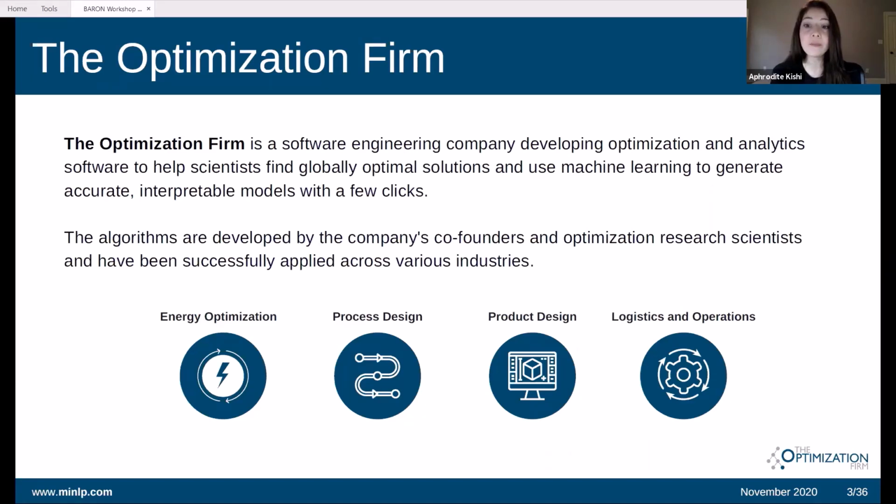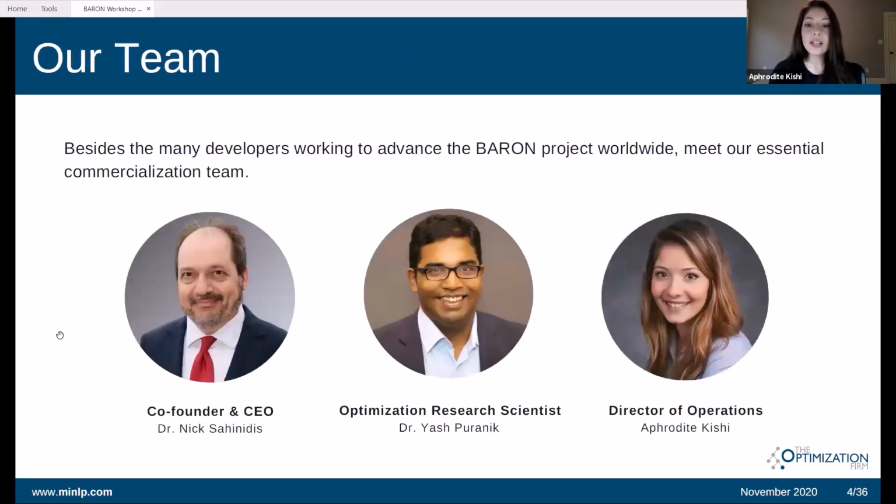The Barron software has found many applications in current research areas, including energy optimization, process design, product design, and logistics and optimization. And today, the company has worldwide developers and more than 1,000 customers globally. We currently have a team of 8, but the people primarily responsible for the software's commercialization are, of course, Professor Nick Sahinidis, our co-founder and CEO. We also have Dr. Yash Puranik, an optimization research scientist, and myself, who works on day-to-day operations.